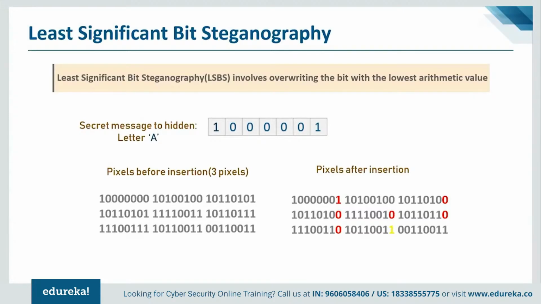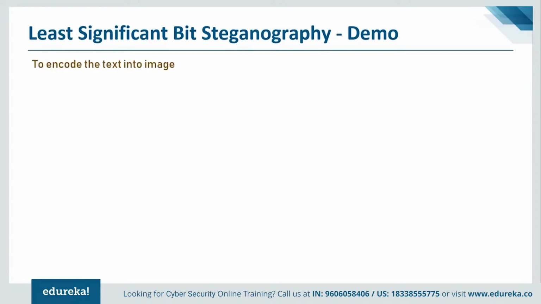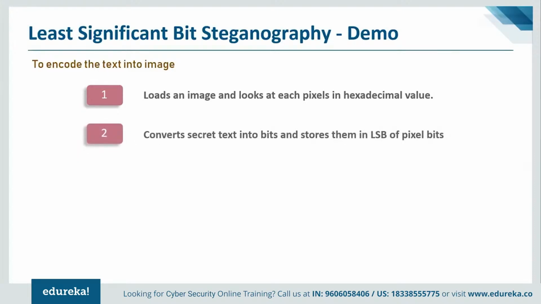So there you go, guys. Now you know the theory part of the concept. It's time to perform a small demo. In this demo, we'll see how to use the concept of LSB steganography to hide secret text in an image. Here are the steps involved. First, to encode the text into the image, the program loads an image and considers each pixel's hexadecimal value. Then the program asks you for the secret text and converts it into its binary form. Then, one by one, it stores the secret message bits into the LSB of the image pixels, which is the blue value bits of the RGB model.